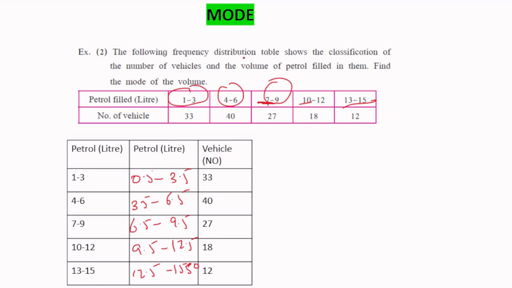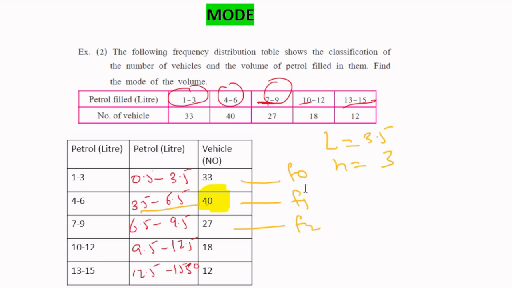Again you have to find the highest frequency. Where is the highest frequency coming? Here in this class. This will be your f1. And what is f0? The one previous to it. What is f2? The one next to f1. And what is L? The lower limit of the modal class. What is the modal class? The one with the highest frequency. The modal class is this one, so your lower limit will be 3.5. And h remains. h is your class interval, upper limit minus lower limit: 3.5 minus 0.5, so that is equal to 3, or 6.5 minus 3.5, again it will be 3.